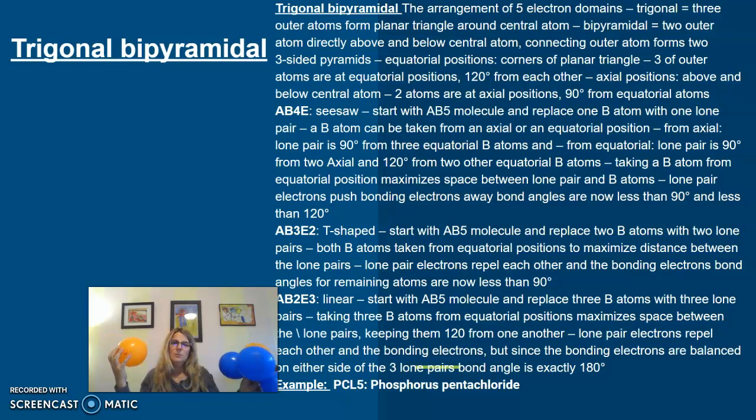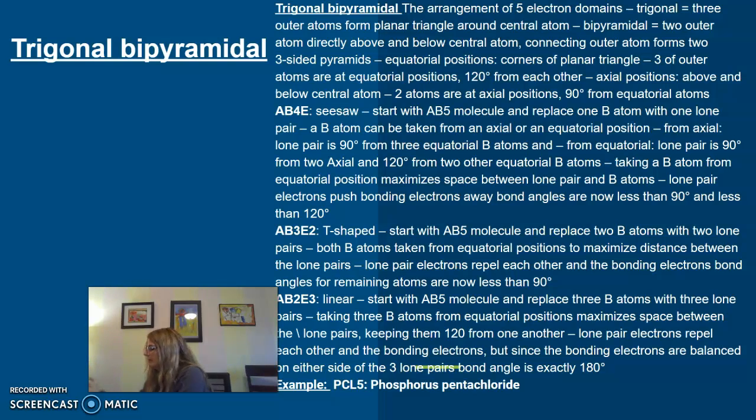And this one can be AB4E, which has 1 lone pair, AB3E2, which will have 2 lone pair, and then the AB2E3, which will have 3 lone pair. An example of this one is PCl5, phosphorus pentachloride. So there's that one.